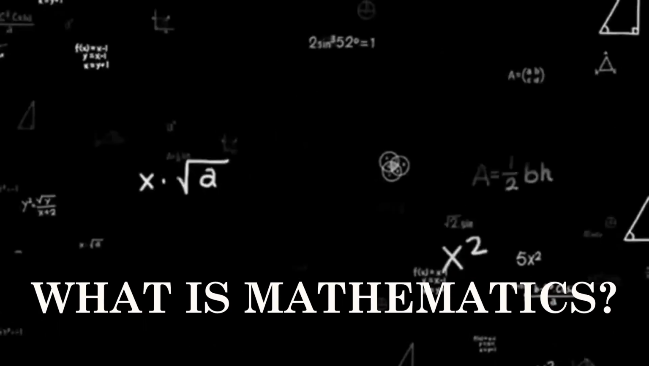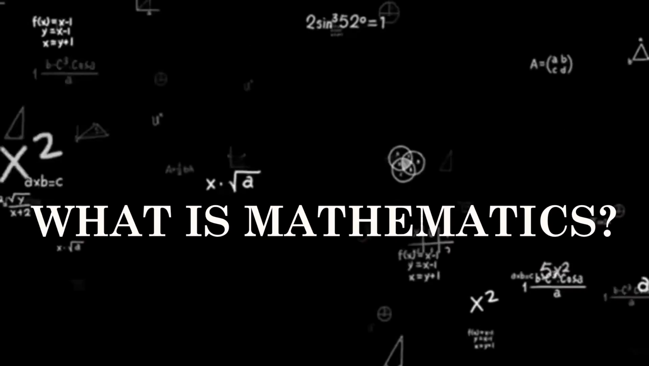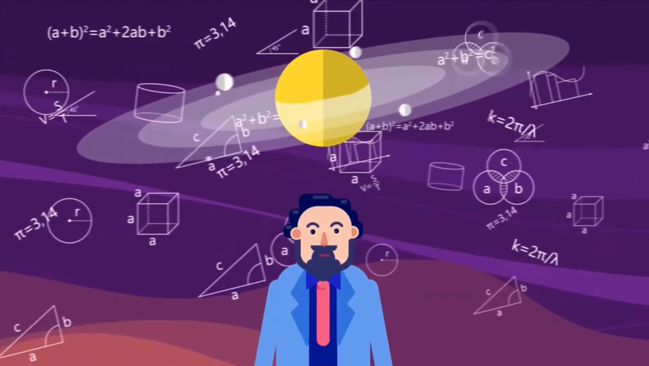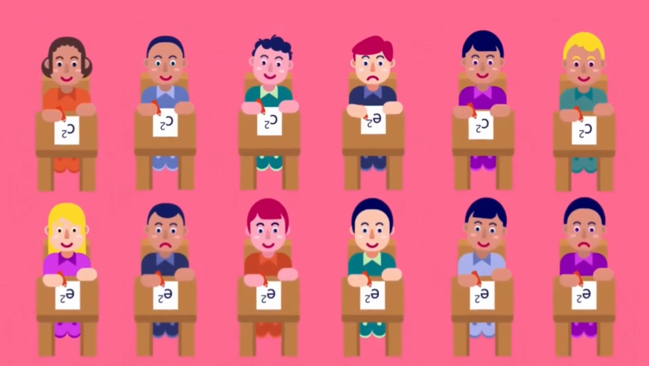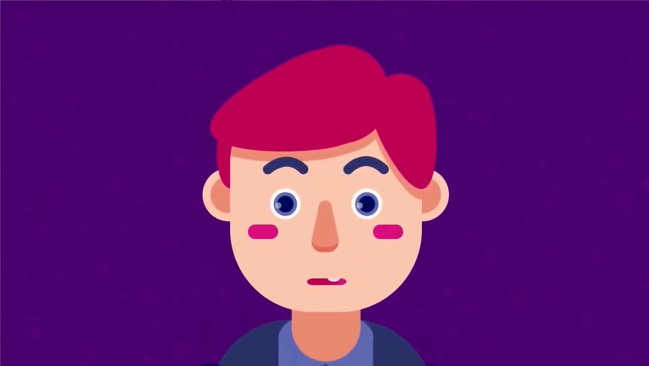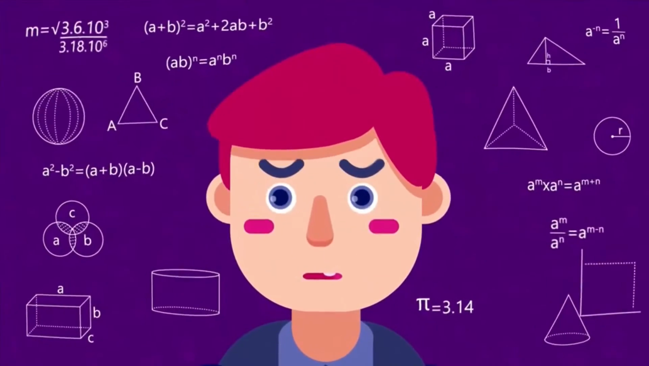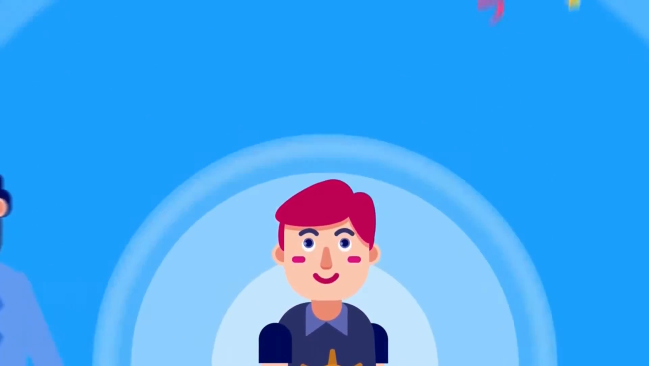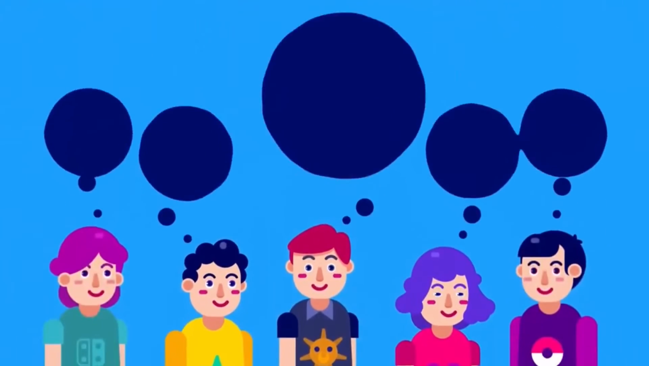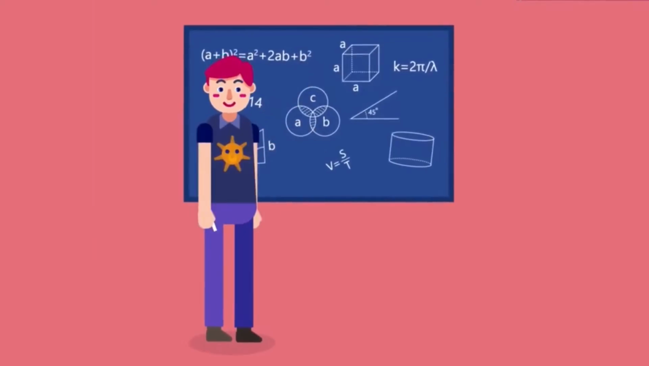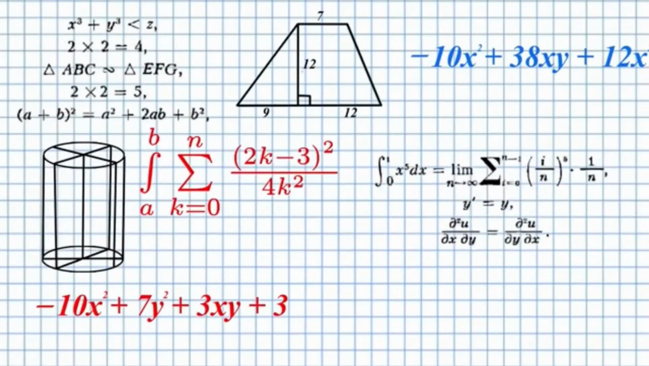What is mathematics? Mathematicians seek and use patterns to formulate new conjectures. They resolve the truth or falsity of such by mathematical proof. When mathematical structures are good models of real phenomena, mathematical reasoning can be used to provide insight or predictions about nature. Through the use of abstraction and logic, mathematics developed from counting, calculation, measurement, and the systematic study of the shapes and motions of physical objects.